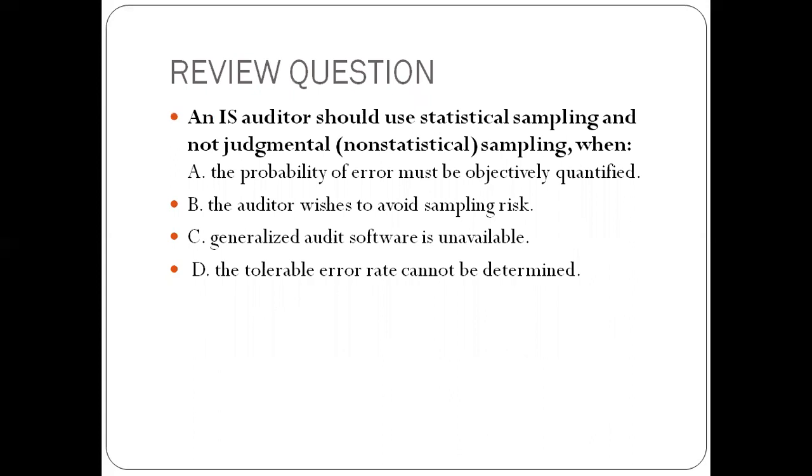An IS auditor should use statistical sampling and not judgmental sampling when: A, the probability of error must be objectively quantified; B, the auditor wishes to avoid sampling risk; C, generalized audit software is unavailable; D, the tolerable error rate cannot be determined. When should you use statistical sampling? Of course, because you use statistical sampling when you want objectivity. I've said that judgmental sampling is very subjective. So the best answer is definitely A.